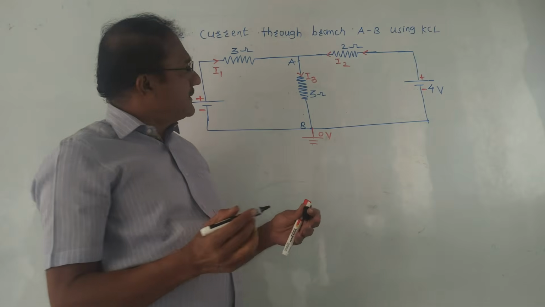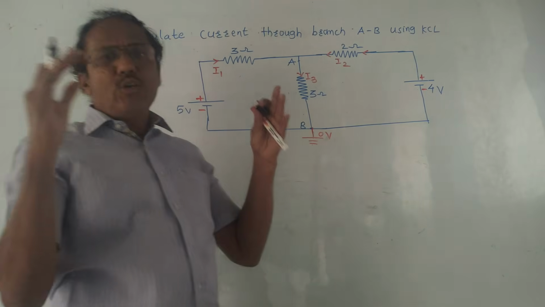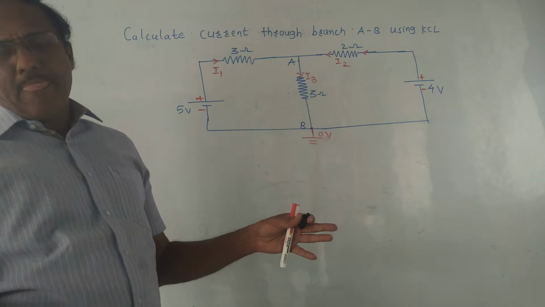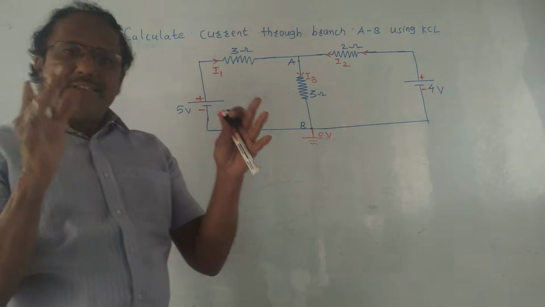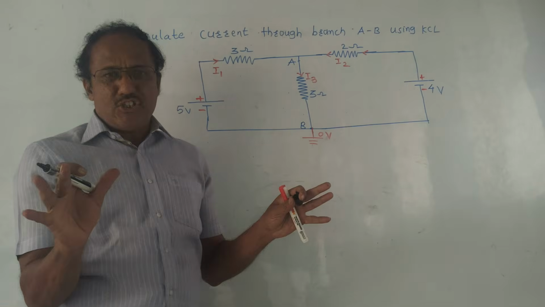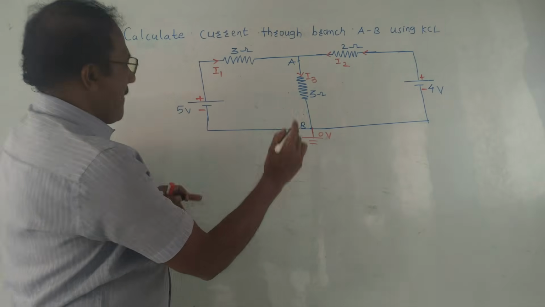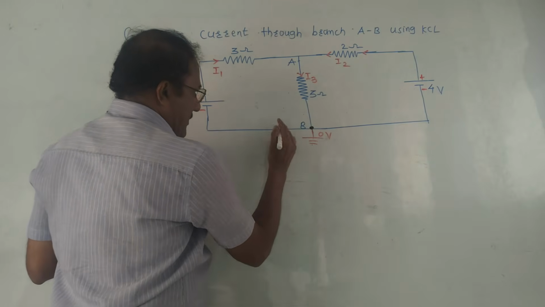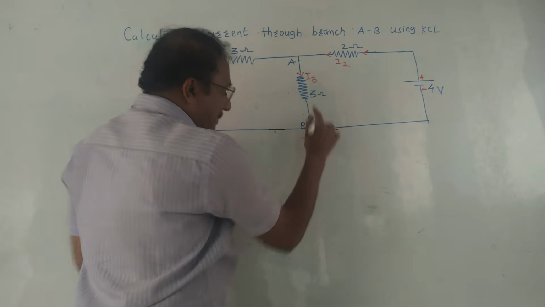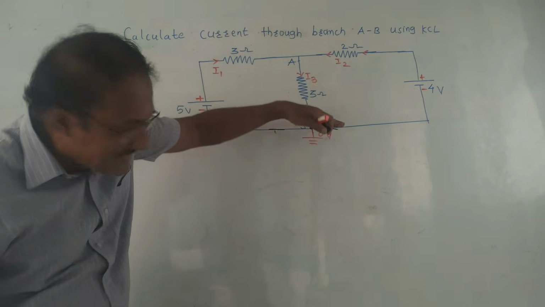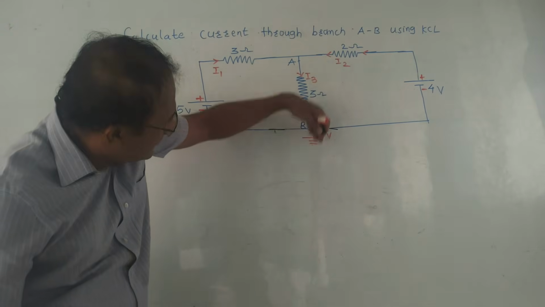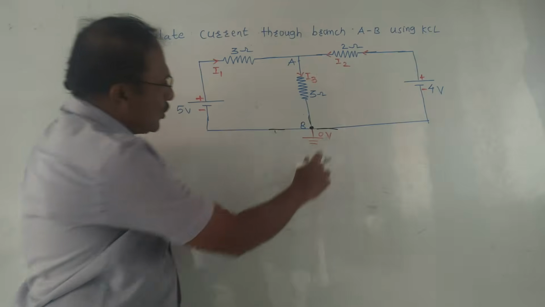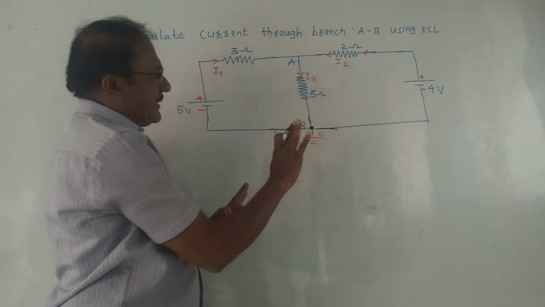The first part is we need to identify how many nodes are in this diagram. As I said, a node is a junction where different branches are connected. For example, this point is a node because 1, 2, 3 branches are connected, but since this is a bottom line, it is considered to be grounded. So don't mark any notations over there.